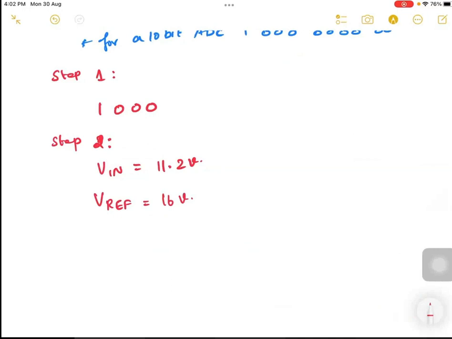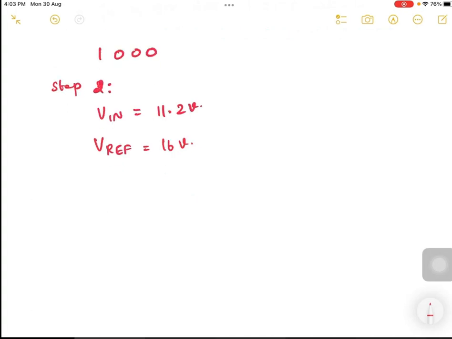I can take any reference voltage value, depending on how much voltage the DAC circuitry can withstand. It can withstand up to a maximum of 30 volts. I am taking 16 volts, so I will adjust the DAC circuitry to handle 16 volts. That is the reference voltage.